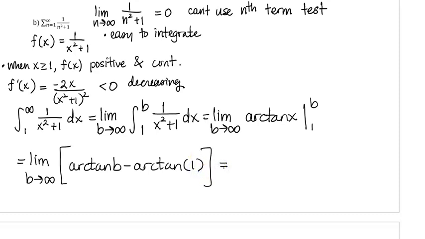As b goes to infinity, the graph of arctangent approaches pi over 2. And arctangent of 1 is pi over 4. And pi over 2 minus pi over 4 is equal to pi over 4.